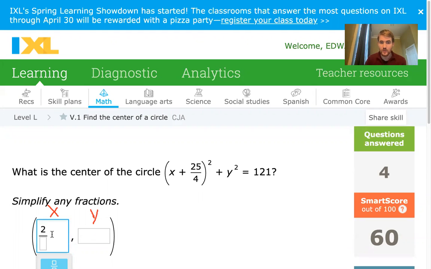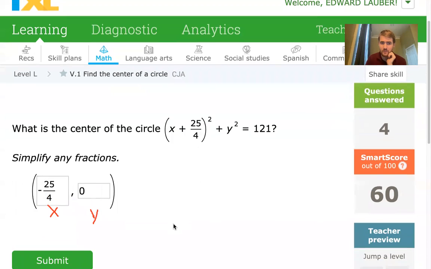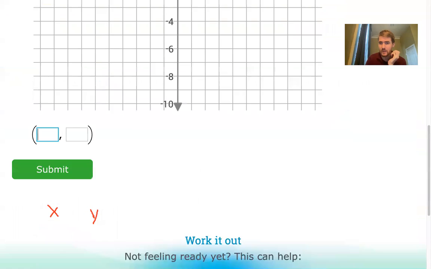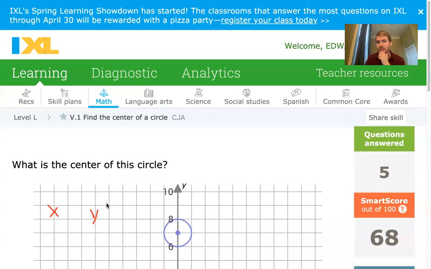If you think the first one is 25 over 4, you're very close, but you forgot we got to make it negative because it's the opposite of whatever is here. That's the only tricky part with this. If you're thinking, why, there's nothing there, what's the coordinate? Well, if there's nothing, it's just 0. And there you go. So you're going to keep doing examples like this.